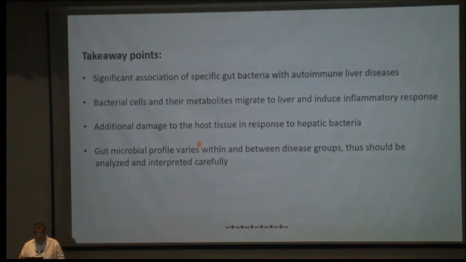So to end the presentation, what I understood from all this study is that there is a significant association of specific gut bacteria with autoimmune liver diseases. Bacterial cells and metabolites migrate to the liver and induce an inflammatory response. Additional damage to the host tissue in response to hepatic bacteria occurs as the immune response increases, and the gut microbial profile varies between the disease groups. That should be analyzed and interpreted very carefully.